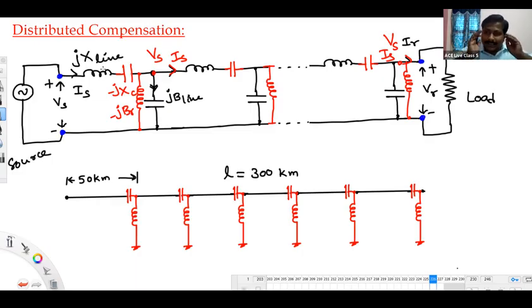By providing these series and shunt compensations, definitely there is a change in the series impedance per kilometer. There is a change in the shunt admittance per kilometer. Series impedance, shunt admittance, these values are going to change. On the behalf of that, there will be a change definitely in the value of ZC, surge impedance, as well as in the value of gamma, propagation constant. These changes we are going to discuss with compensation in comparison with without compensation.